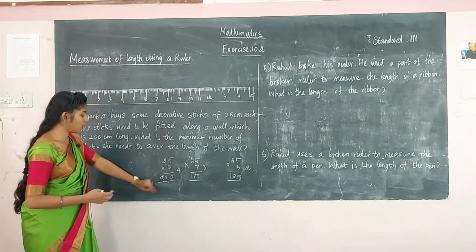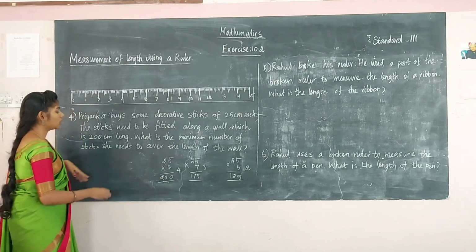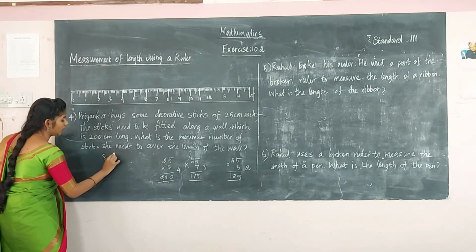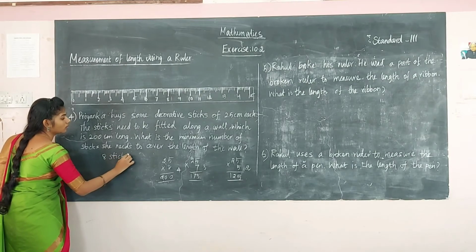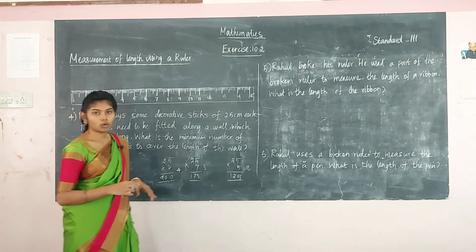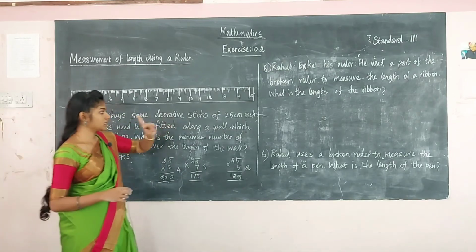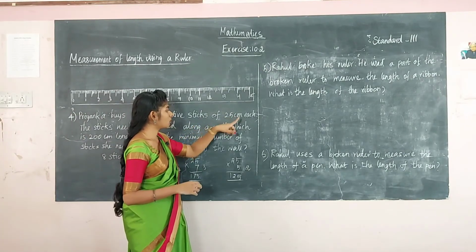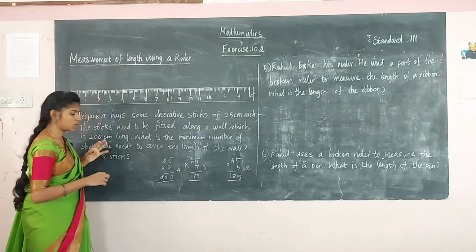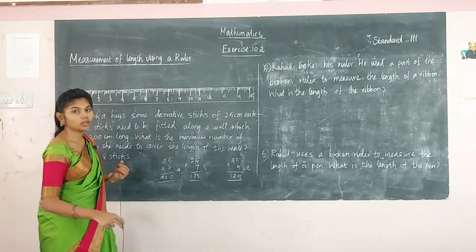So 25 into 8 is 200. So they need 8 sticks to cover the wall, cover the length of the wall. The wall length is 200 centimeter. One stick length is 25 centimeter. So totally 8 sticks we need to cover the 200 centimeter wall.